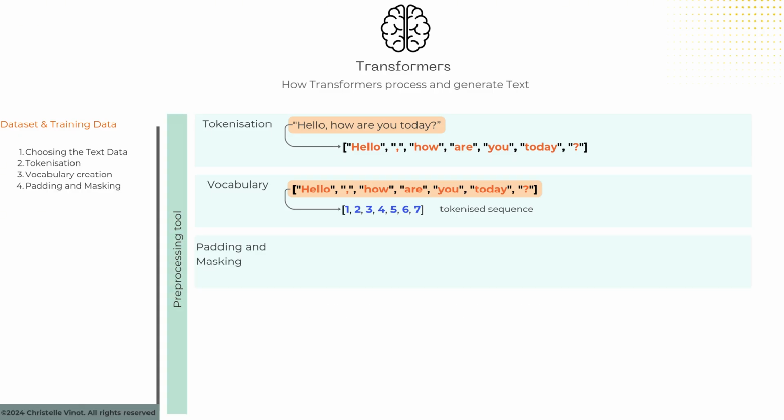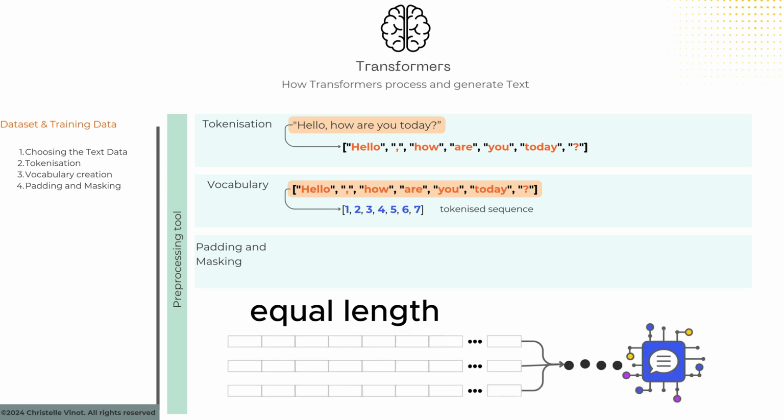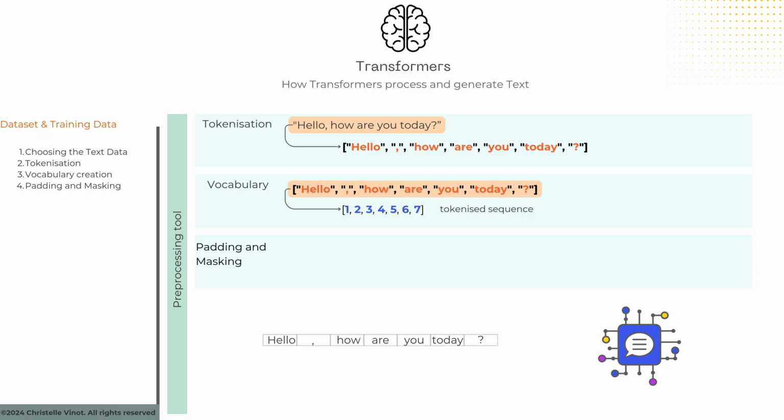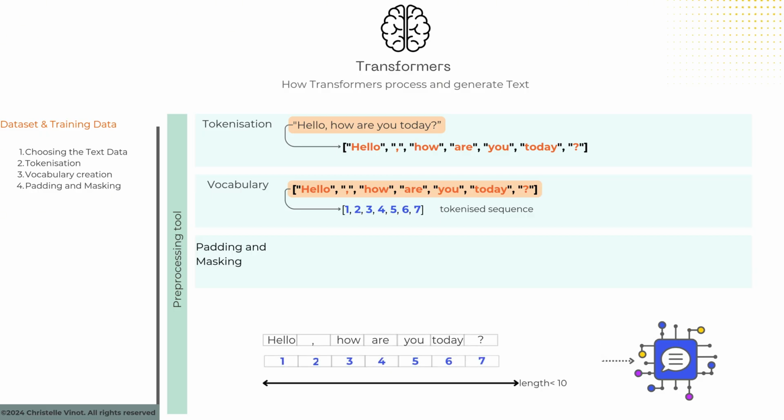Then comes padding and masking. The model expects all input sequences to be of the same length. Suppose our required length is 10. If a sequence is shorter, such as "Hello, how are you today?" which only has a length of 7, special padding tokens are added to make it uniform in size. Padding tokens are also assigned a unique number, such as 9, which is only an example for this course. This allows the model to recognize them as placeholders rather than meaningful content.